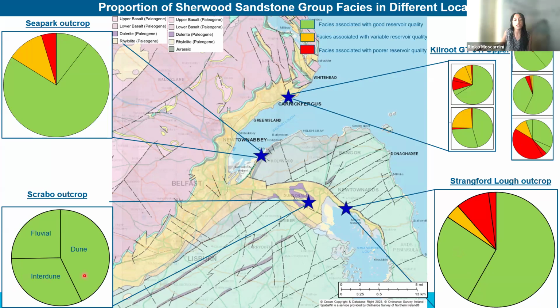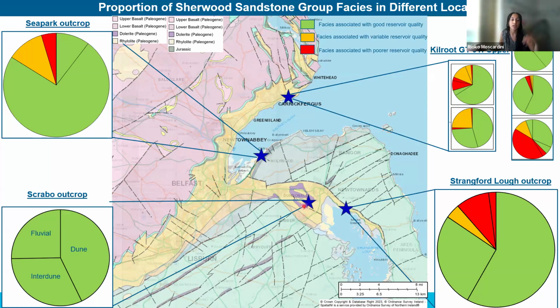And one thing that we should consider, and we're looking into, is that at Scrabo, yes, we've got really good facies, all associated with good porosity and permeability. But this outcrop is where the igneous intrusions are. So in thin sections, would it still be the same? Or would we be seeing things that would have caused reductions in the porosity and permeability? We also need to further this and do some correlations.